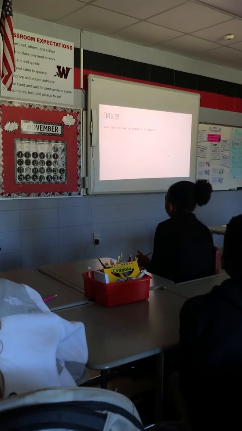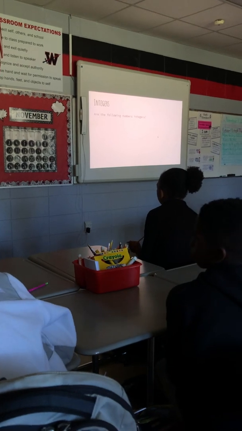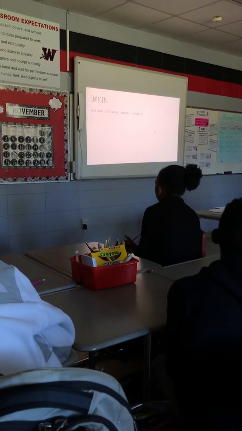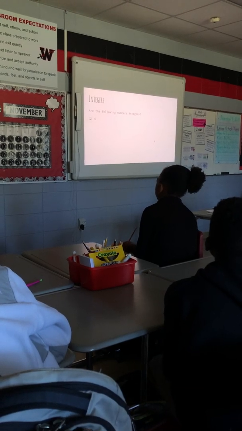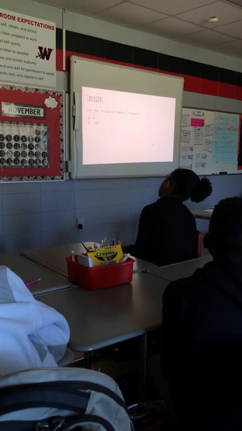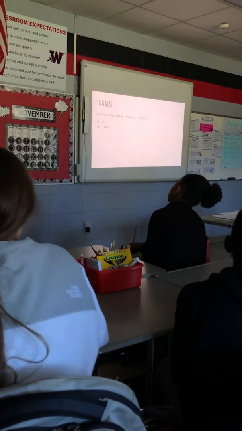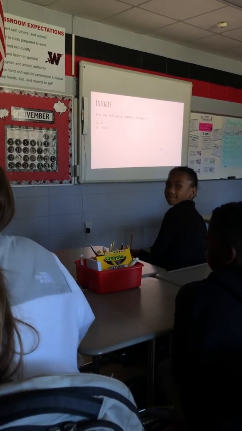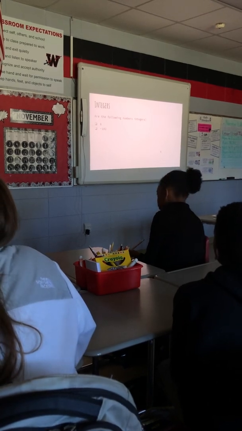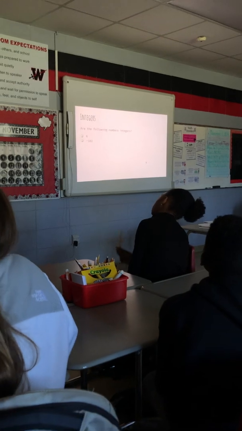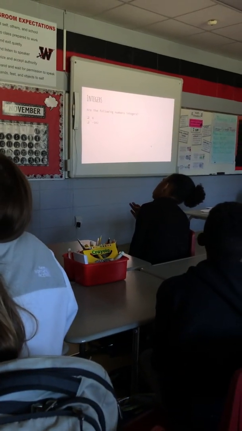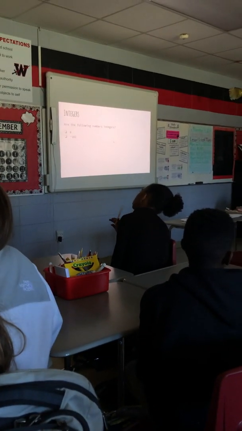So I'm going to ask you a few questions. We're going to find out whether or not the following numbers are integers. Is 6 an integer? Yes. Okay. What about negative 102? Yes. And how do we know that's an integer? Because it's a whole number. Good job. Because integers can be both negative and positive as long as they're whole numbers.